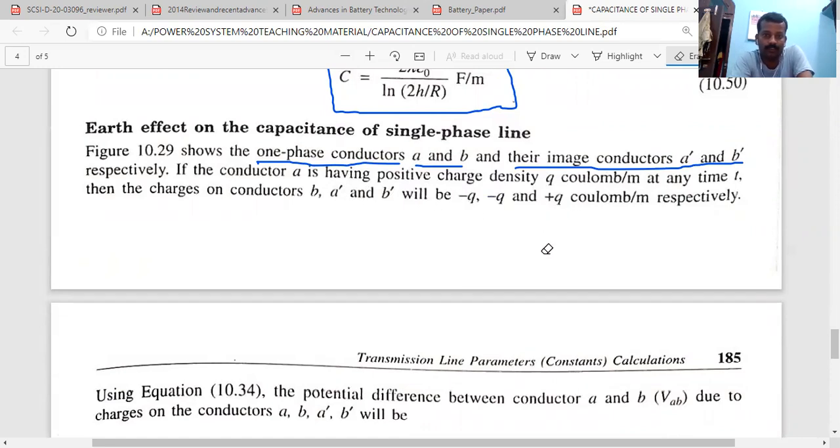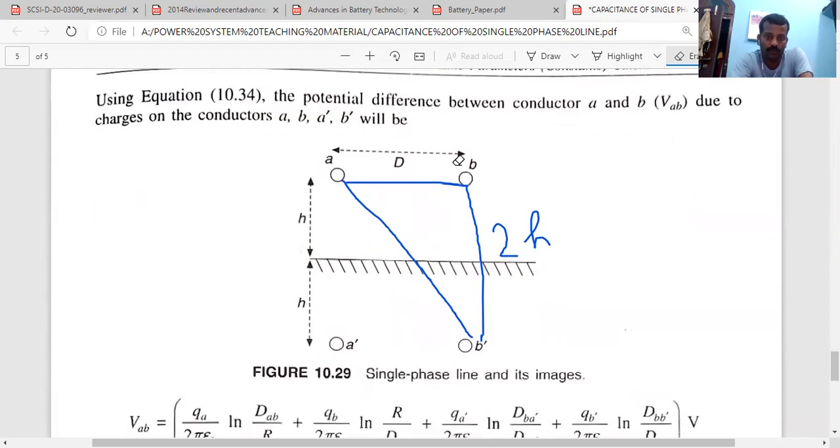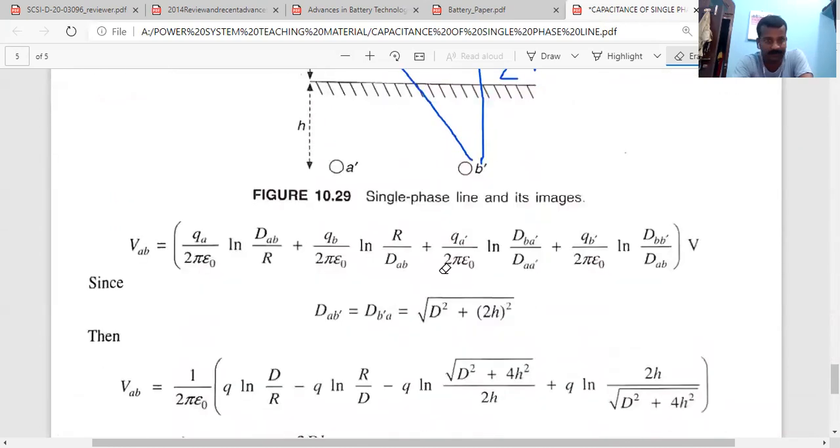This is minus, all right? And this will be the arrangement. This is the phase A and this is the returning. The distance between these two lines is capital D, and this A dash is the image charge of A, and A is at height h from the Earth, right? And B dash is the image charge of the phase or line B.